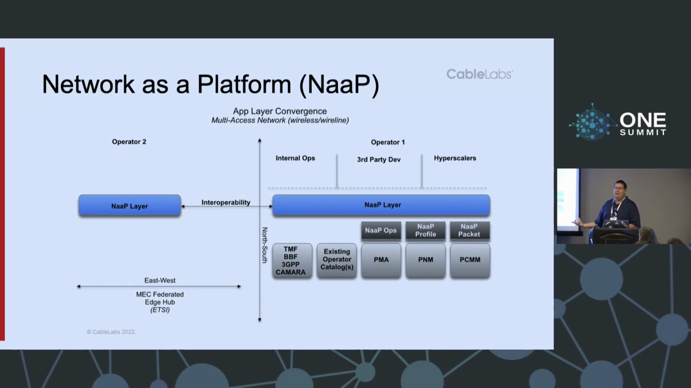CableLabs joined Camara a month ago as a member. We really like a lot of the work they're doing, though it's still very mobile centric, so we're looking at extending that. Everything's based on the UEID, and my laptop doesn't really have a SIM card. It's on Wi-Fi, so we need to bring some of this in. Also bring in some of these wireline networks. As we move to that convergence, some of those differences will fall away.